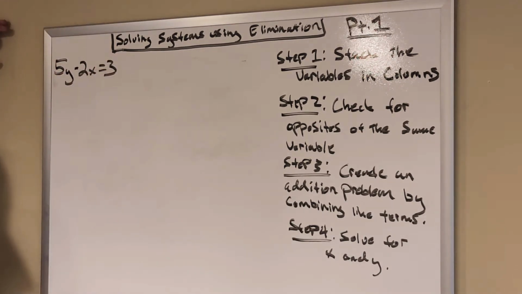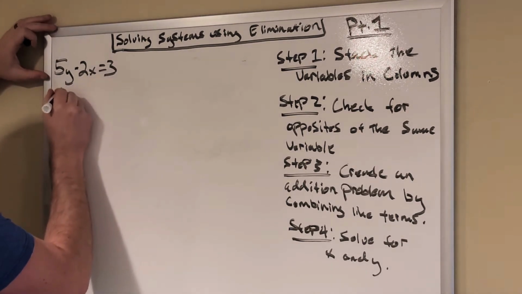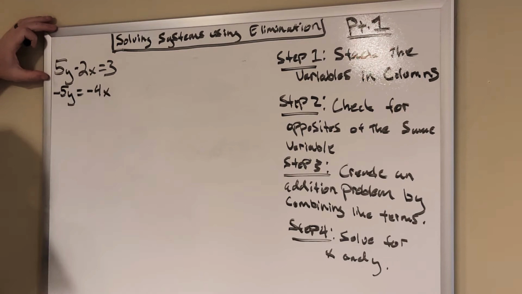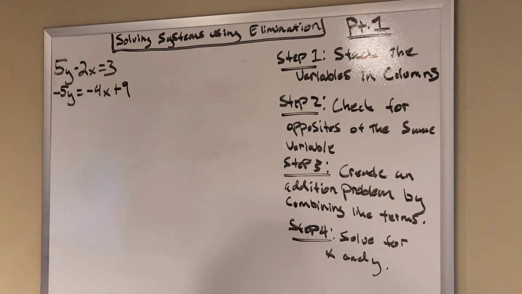And then negative 5y equals negative 4x plus 9. All right, these are my two equations now.